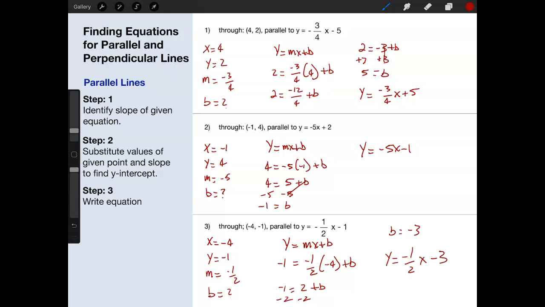So when you're finding parallel lines, first you need to identify the slope of the given equation, then you no longer need that equation. Substitute the values of the given point and slope to find the y-intercept, and then write the equation with your new y-intercept.